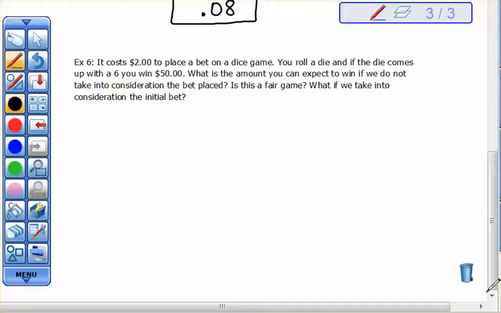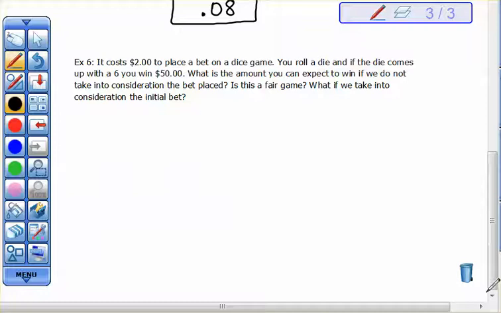Here we have an example that says it costs $2 to place a bet on a dice game. You roll a die, and if the die comes up with a 6, then you win $50. What is the amount you can expect to win if we do not take into consideration the bet placed? So we're not going to worry about the $2. Is this a fair game? And then what if we take into consideration the initial bet? So we have 3 different things going on here.